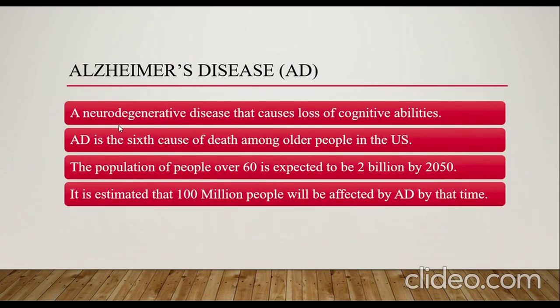So, why especially Alzheimer's disease is gaining this attention in the computerized medical diagnosis research domain? First of all, Alzheimer's disease is a neurodegenerative disease that causes loss of cognitive abilities. AD is the sixth cause of death among older people in the US. The population of people over 60 is expected to be 2 billion by 2050. It is estimated that 100 million people will be affected by AD by that time.